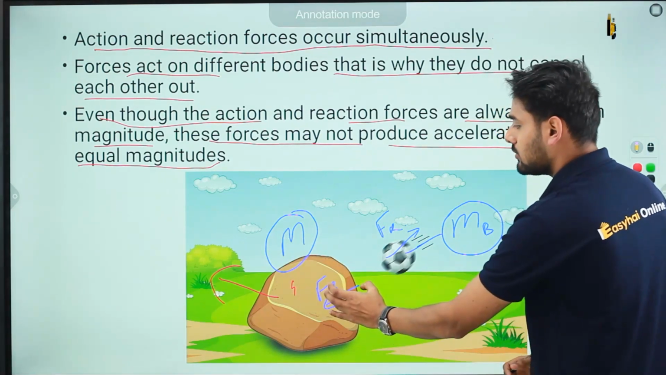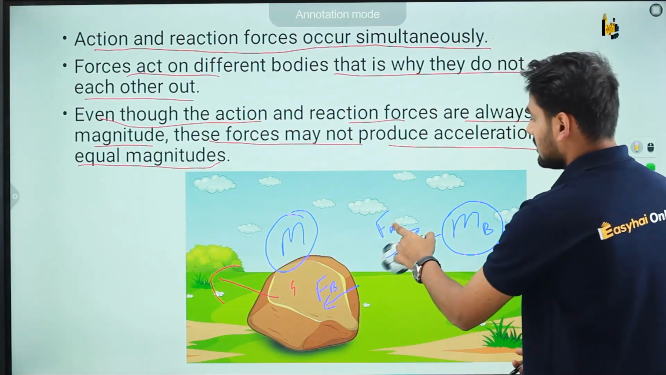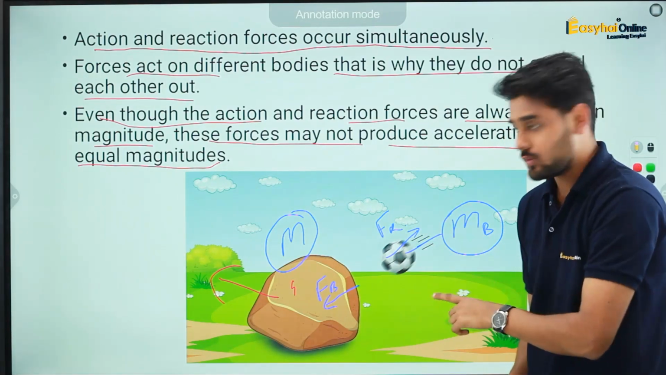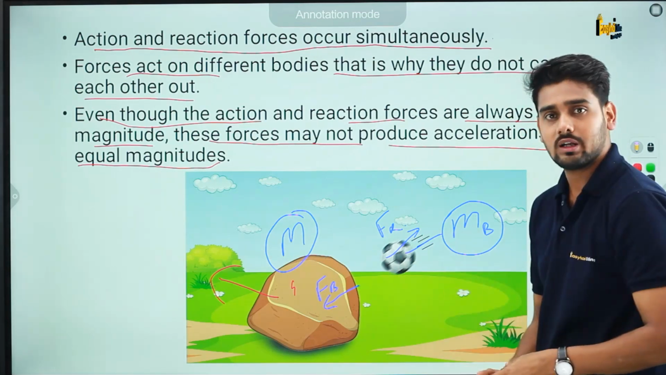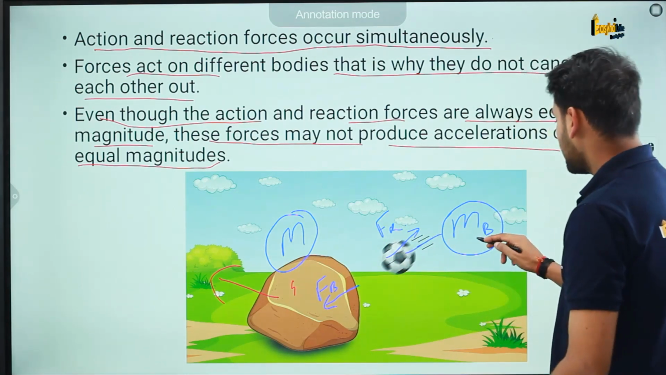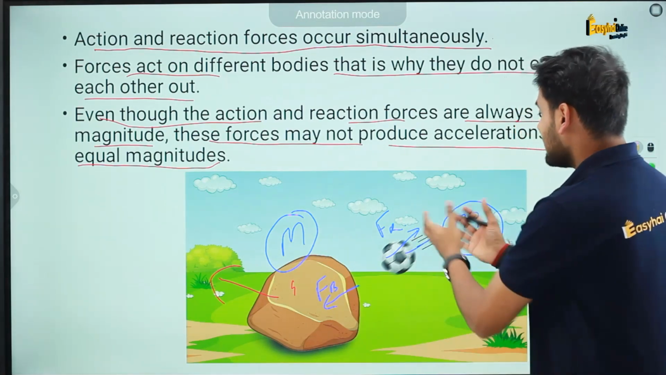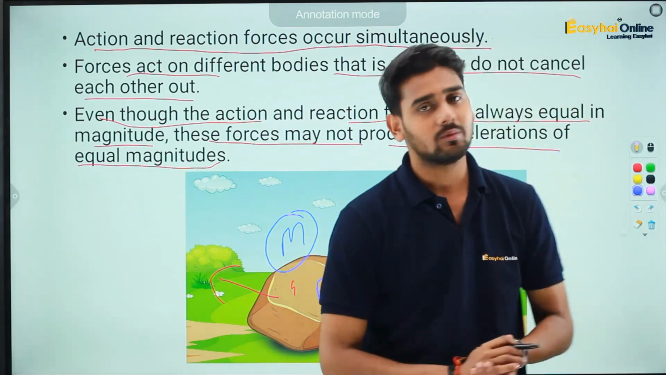So this small amount of force will do nothing on this rock, but this same amount of force on this ball, acting in the opposite direction, will result in the bouncing back of the ball because its mass is less. That means its inertia is less. We can apply less force to just change the momentum of the ball.